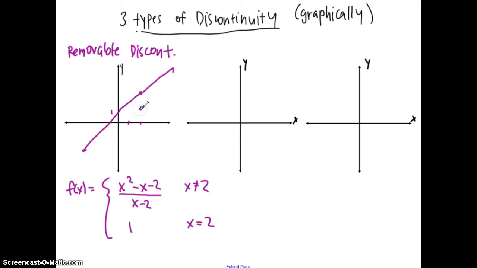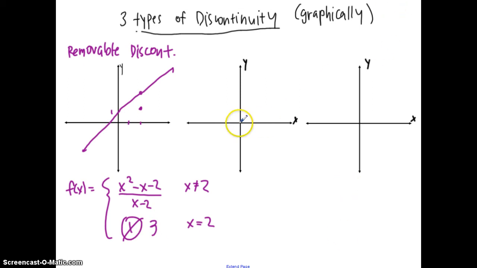It could mean moving this point, or if this point wasn't even here and we just had this top function, it would still be considered a removable discontinuity. Basically, it's when there's a hole. If they ask you to remove the discontinuity, you might be able to change this value. Instead of an output of 1, we would need to give it an output of 3, because when you plug in 2, 2 plus 1 should give you 3. That would be how to remove the discontinuity.